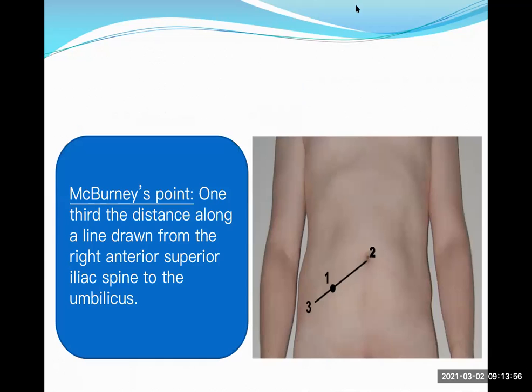Now see, that is McBurney's point. But even before I show this, all of my students already know because this was already discussed in detail before. Now see here, this is the umbilicus, this is the ASIS. We divide it 2/3 medially and 1/3 laterally. Medially means towards the umbilicus. This distance is 2/3 of the total. This is 1/3 of the total, and the boundary between them is McBurney's point.